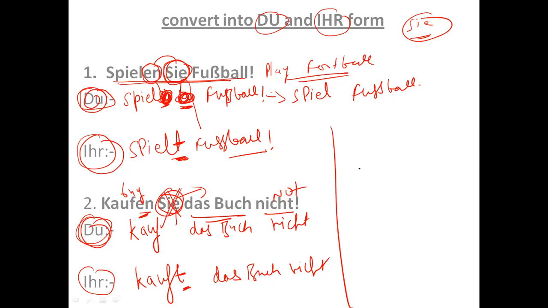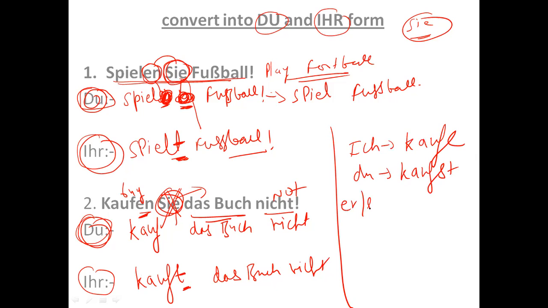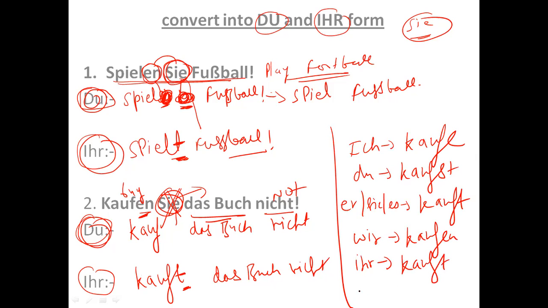Let me conjugate the verb kaufen. So ich kaufe, du kaufst, er, sie or es kauft, wir kaufen, ihr kauft, and sie kaufen, right?